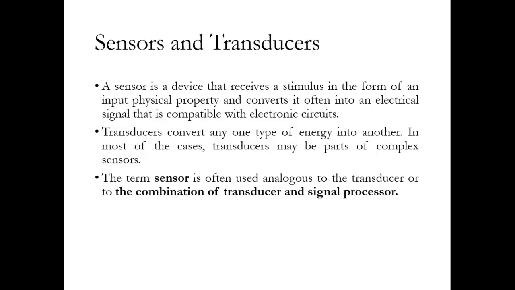and signal processor. In a transducer, which could be just primarily for the energy conversion from one form to another form, the sensor could include the signal processing and the amplification and other things that finally convert it to an electrical signal, which is compatible with electronic circuits, because finally we are more interested in the monitoring and the control aspect of this. So this is a typical force sensing resistor, FSR we call it.